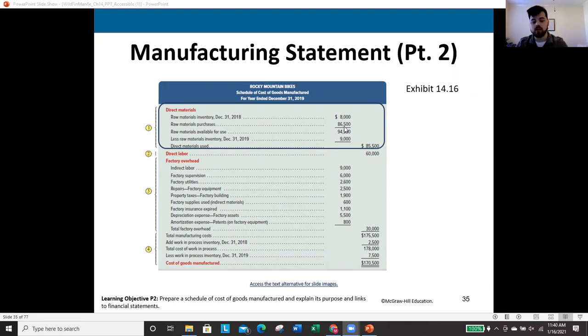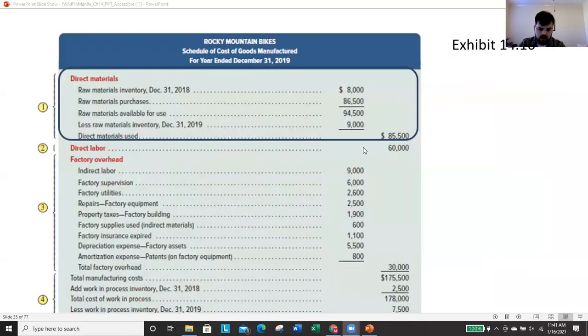Well, it went to the income statement through cost of goods sold. And if you did not sell it, then it went nowhere. So it sits on the balance sheet in ending inventory. That's the same type of logic we're applying here. Notice this gives you raw materials available for use of $94,000, less the raw materials inventory. So what was not used was $9,000, which means what was used was a little over $85,000. So we do see that here.